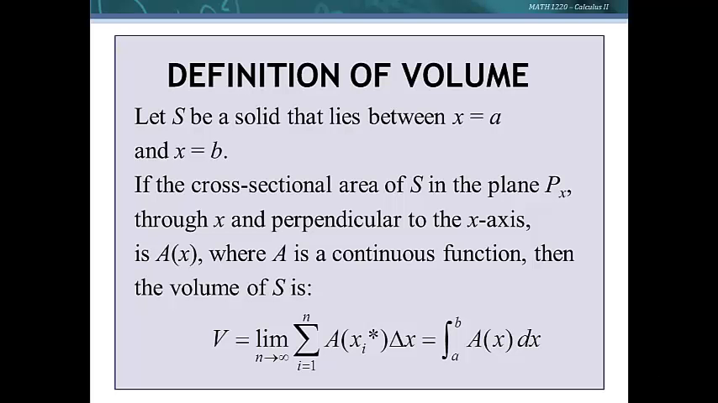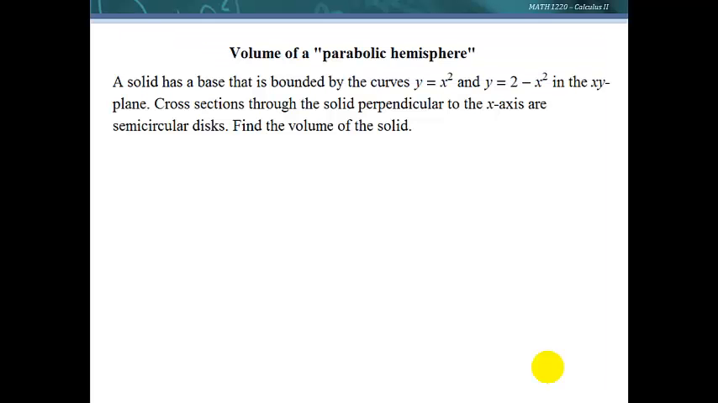So let's look at the official definition of the volume here. We've got S, a solid that lies between x equal a and x equal b. If the cross-sectional area of S in the plane through x and perpendicular to the x-axis is A of x, where A is a continuous function, then the volume is the limit as n goes to infinity, summing up the volumes of each of these slices, which is the definite integral from a to b, A of x dx. So let's see this in action.